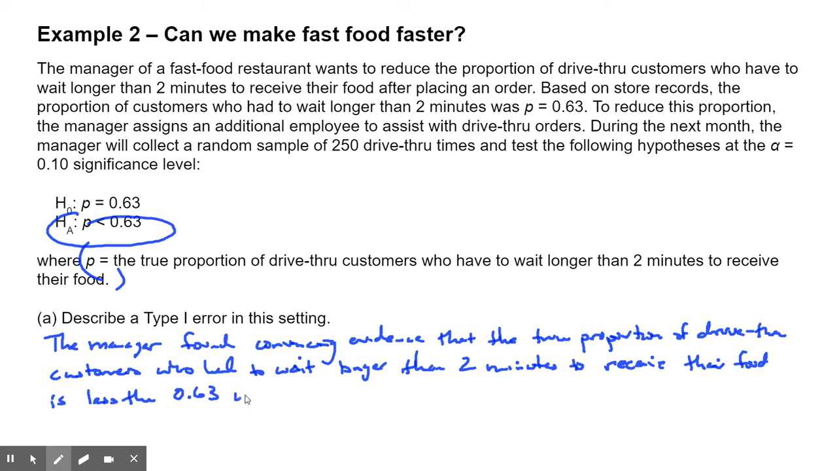When it is actually still equal to 0.63. Okay, so again, we rejected the null. We thought that we found convincing evidence for the alternative. We were wrong. It's still just 0.63. Type 1 error. Okay, again, copy and paste feature.